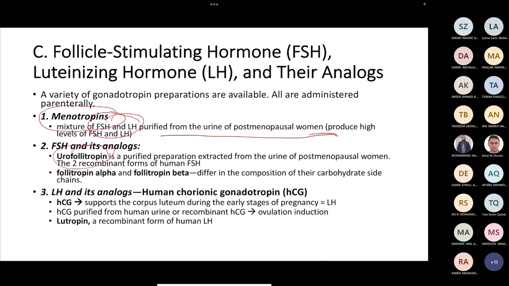urophilotropin, they only isolate FSH from the urine. يعني انه في عندنا FSH و LH mix, هدول موجودات مينوتروبين, و urophilotropin موجود فيه بس FSH. Okay.